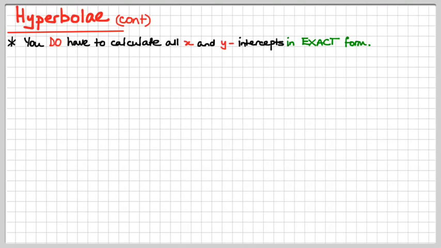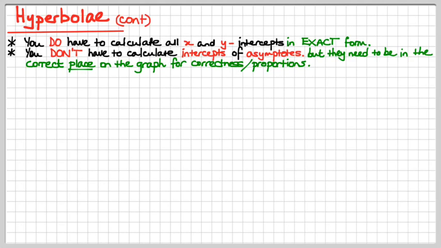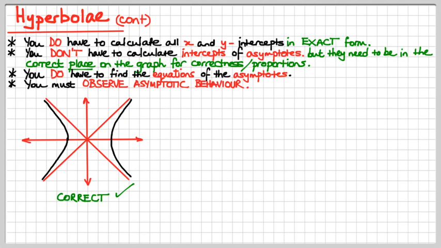Now, yes, you do have to calculate all of the x and y intercepts in exact form. Yes, I know, I heard that groan. I groan with you. And you don't have to calculate the intercepts of the asymptotes, but you do have to get them looking right so that they are in the correct place on the graph, including where they cross the x and the y axis, for the sake of correctness and correct looking proportions, all right? You do have to find the equations of the asymptotes, and you must observe asymptotic behaviour.